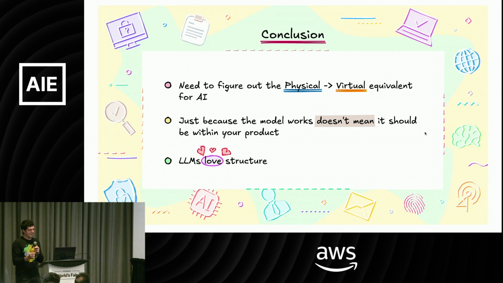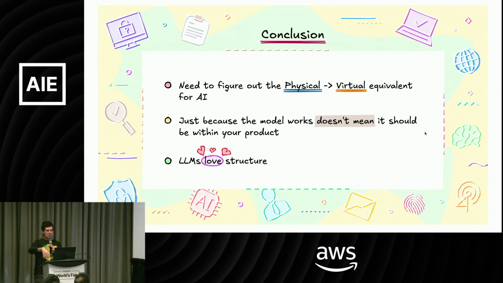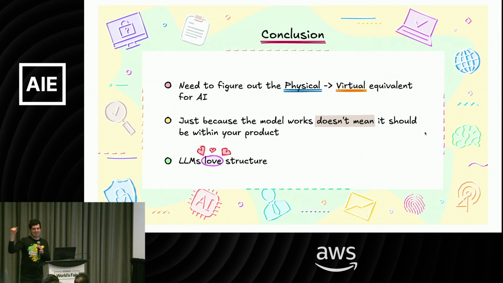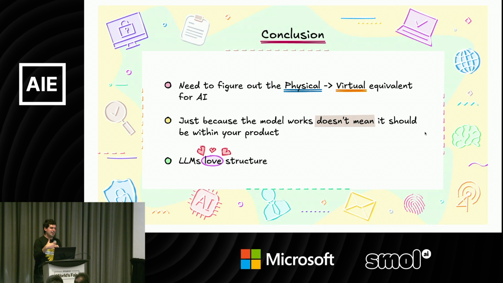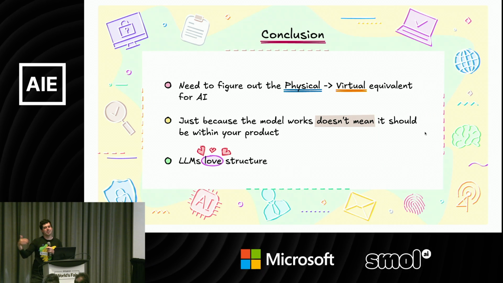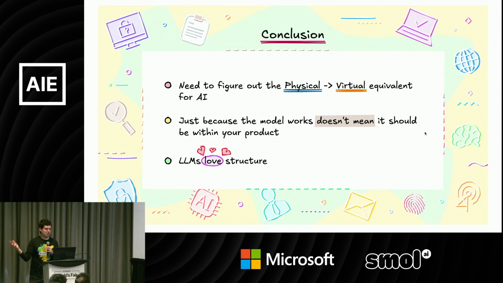The second one is please resist the urge to ship all of the random models that exist within your app, and really only ship the ones that you feel are actually adding to the product and helping your customers do what they actually want to do.